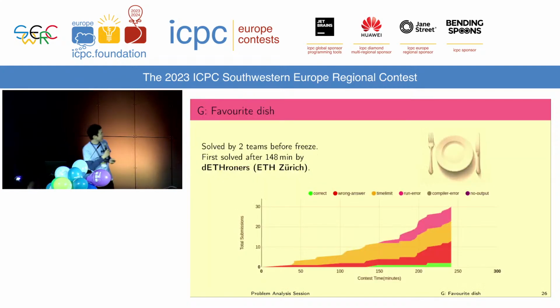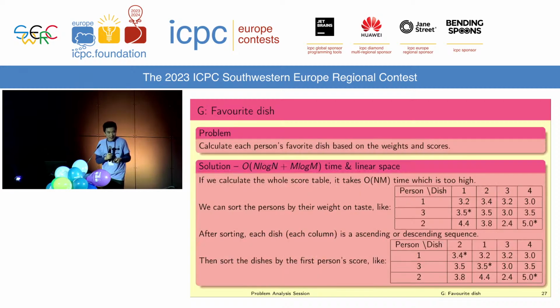Okay, so next problem is favorite dish. It was first solved after 148 minutes by ETH Zurich. And congratulations.